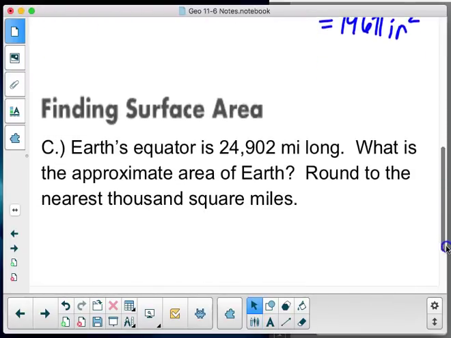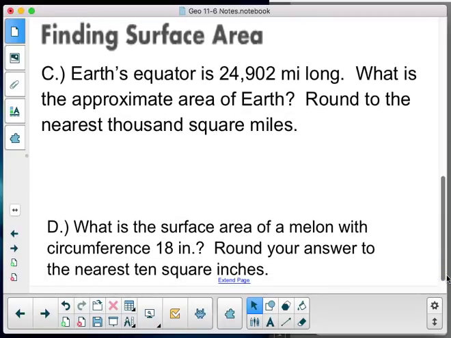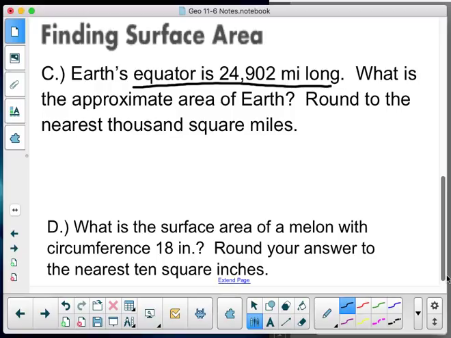Now, here we go. We've got finding surface area. Earth's equator is 24,902 miles long. What's the approximate surface area of Earth, rounded to the nearest 1,000 square miles? Well, if I've got the Earth's equator's distance, I know that was found by circumference.